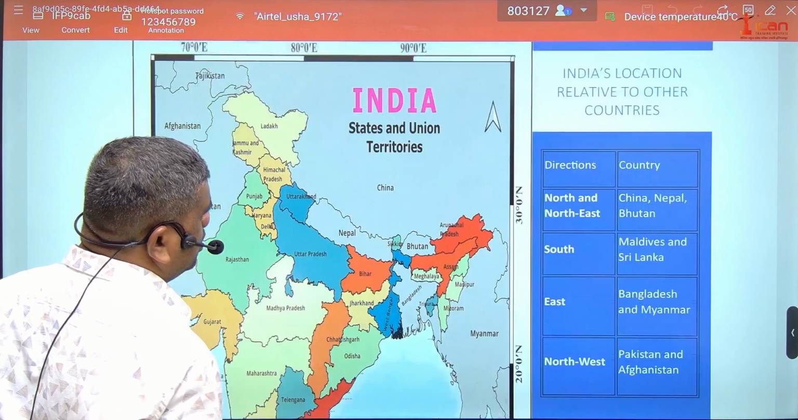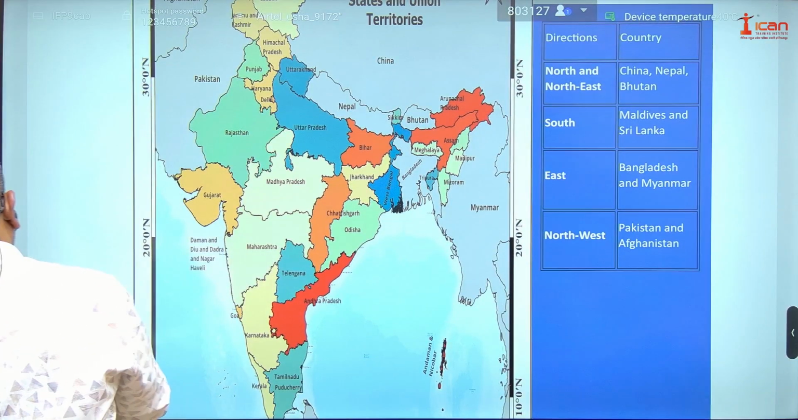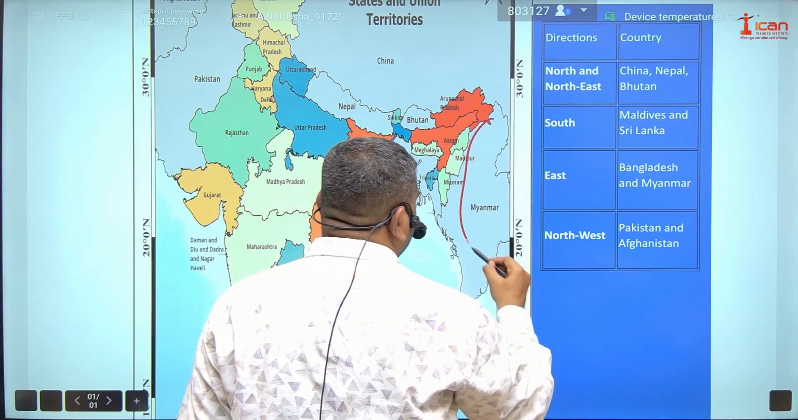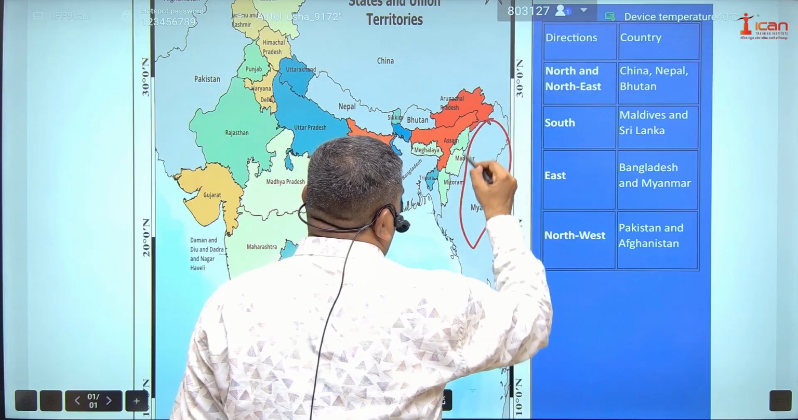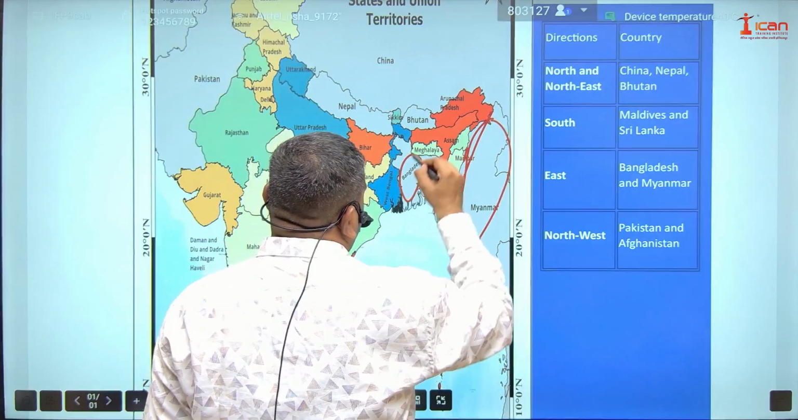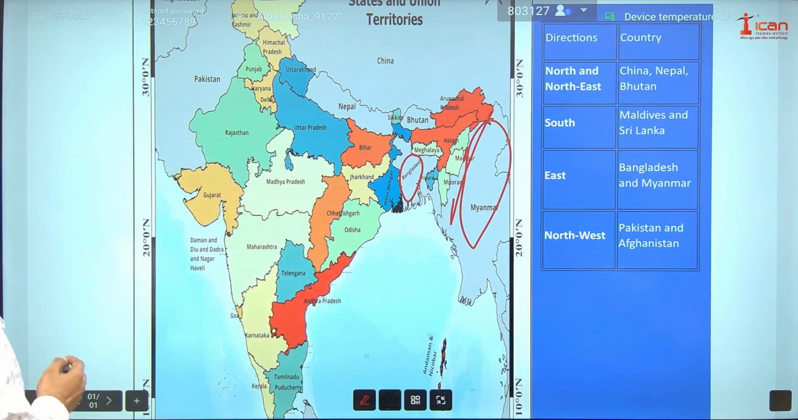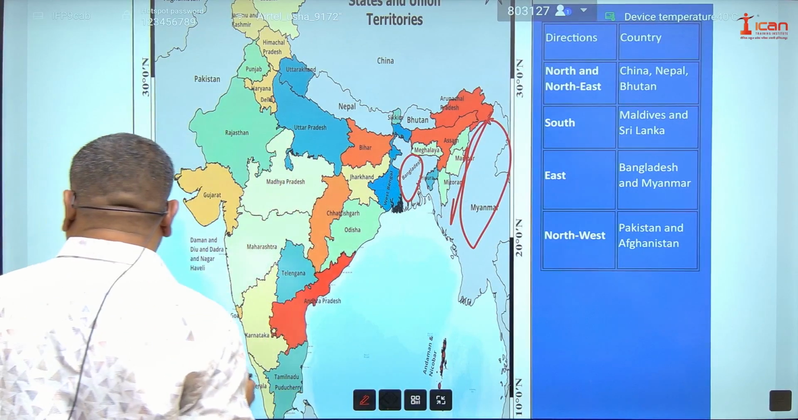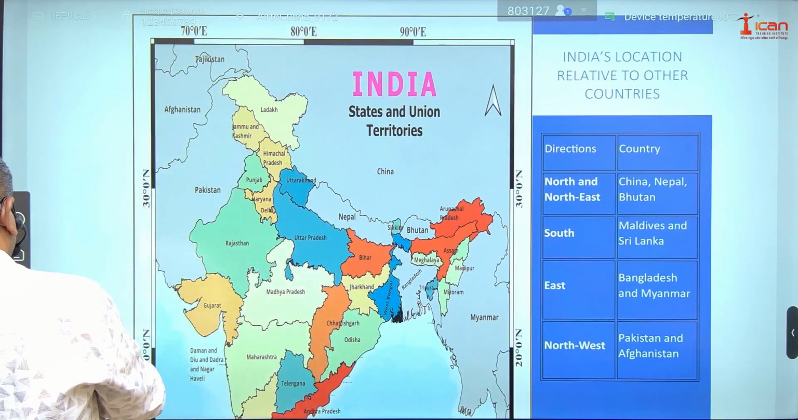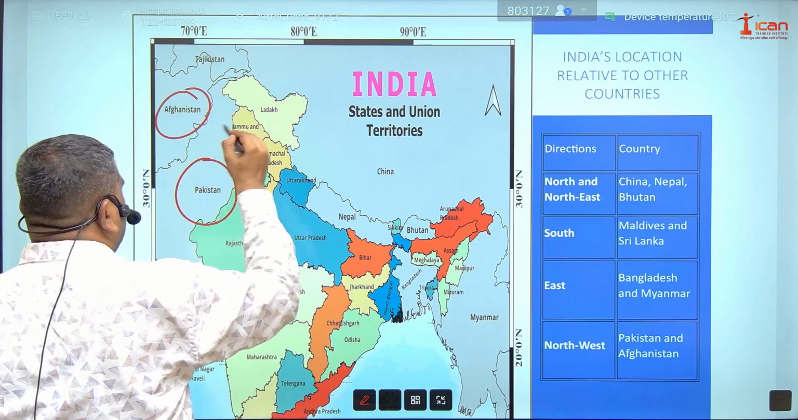Then let us look at east. East, we have two countries. Here we have Myanmar, which almost borders all our seven sisters, and then we have Bangladesh, which borders West Bengal and the other seven sisters. Then the northwest. Northwest, we have two countries again, right? We have Pakistan and Afghanistan. These are to the northwest.